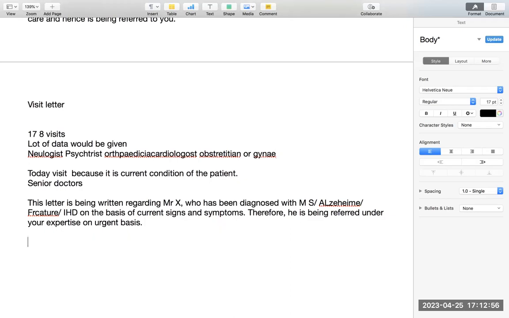Then the second thing would be the social history and medical history of the patient. And obviously, when you're writing to senior doctors, you have to tell what kind of medications he's taking. So medications are also important in these kinds of letters. So the second paragraph: social history, medical history, medications. Second paragraph is done.